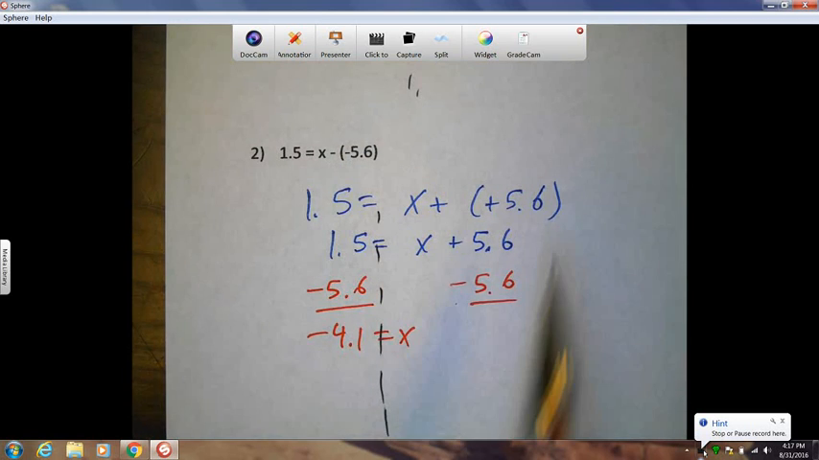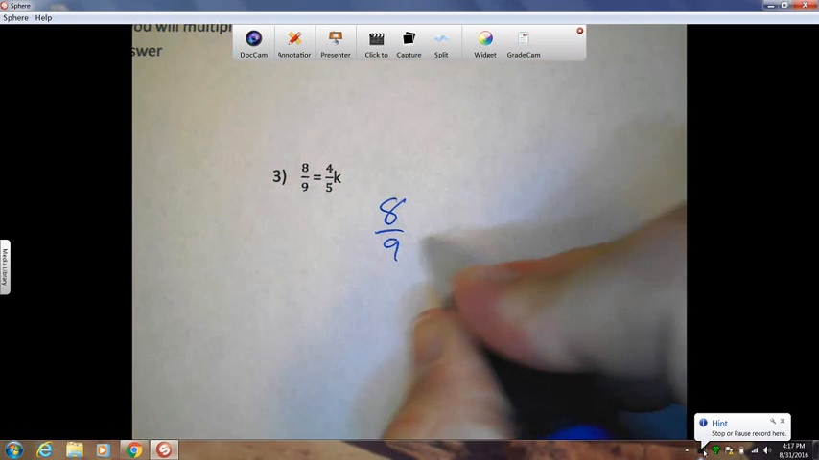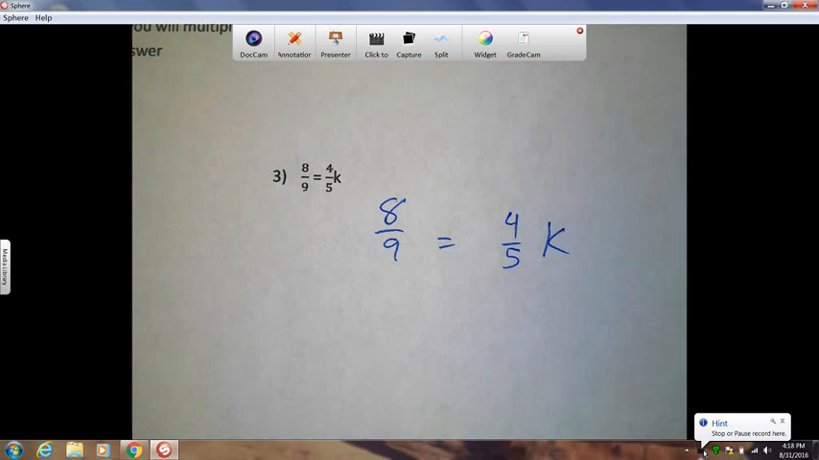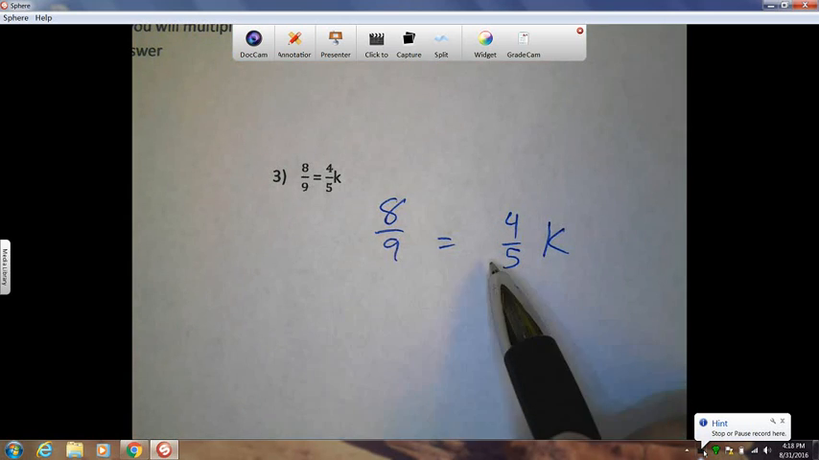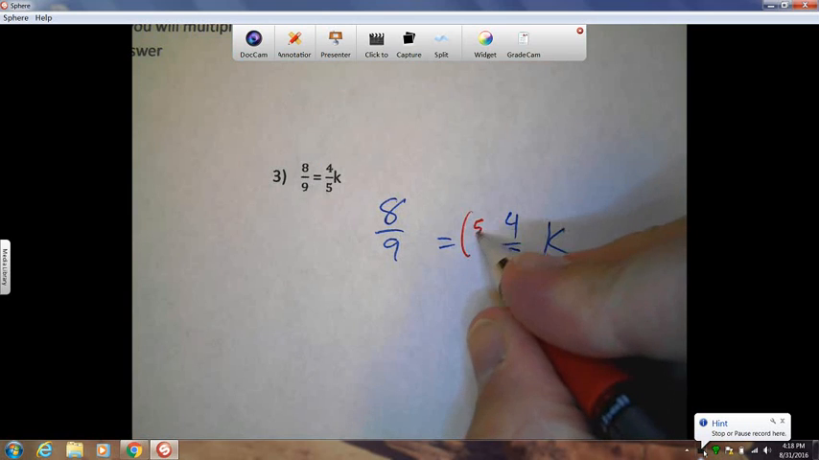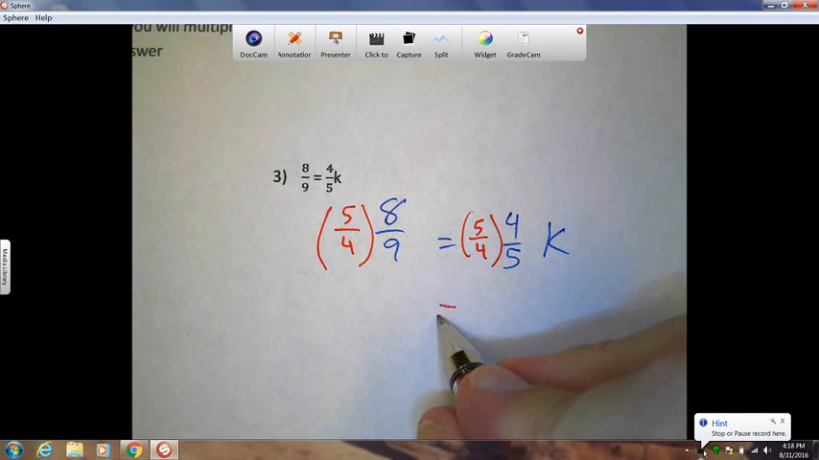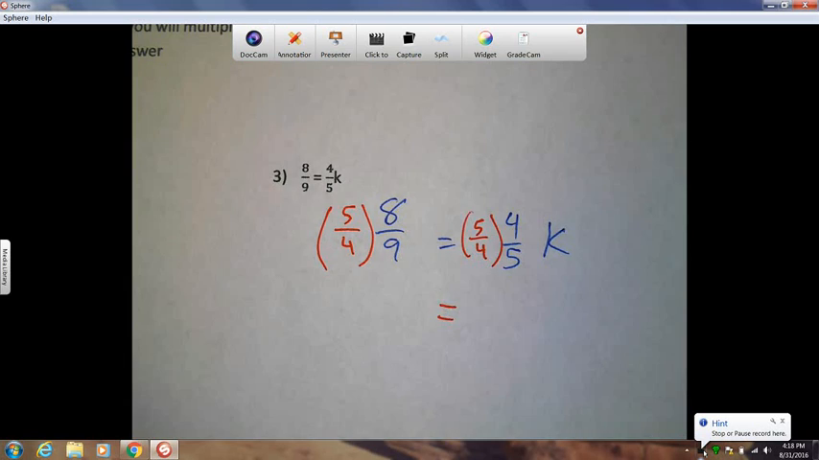Okay, let's look at number 3. And I'm going to show you guys that this is an important one because it's commonly missed. So 8/9 is equal to 4/5 k. Alright, so I have 8/9 is equal to 4/5 multiplied by k. So in order to solve that, I'm going to divide by 4/5. Dividing by 4/5 means multiplying by the reciprocal on both sides. So when you do that, this is commonly missed. Pay attention to this. To divide by a fraction, you multiply by a reciprocal.